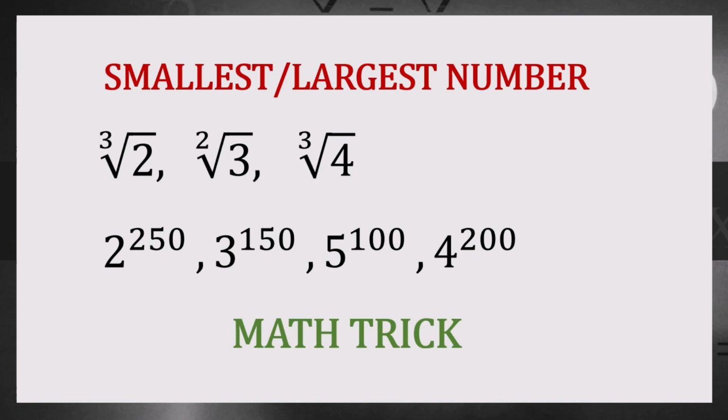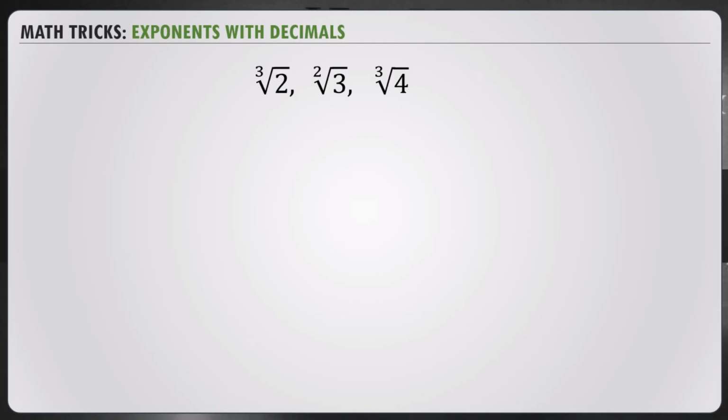Today we are working out how to find smallest and largest numbers in complicated sequences like this, where you have exponents and roots and exponents. So let's get straight into it with the first one. We have the cube root of 2, square root of 3, and the cube root of 4. Solving this will be almost impossible, so let's make it as easy as possible.